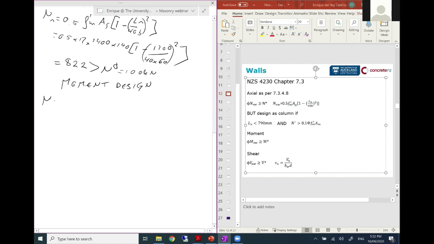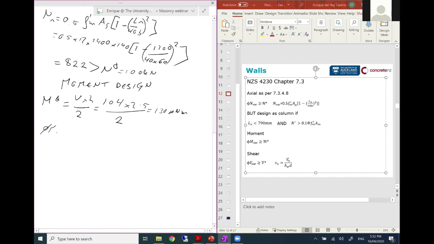So we calculate my M star, which is V times H divided by 2, because we have 2 walls taking that load. So it's 104 times 2.5 divided by 2, and that's 130 kilonewton meters for each of the 2 walls parallel to the load.